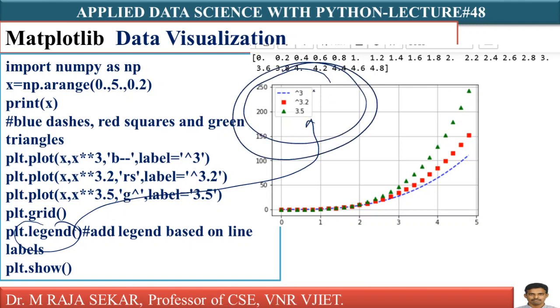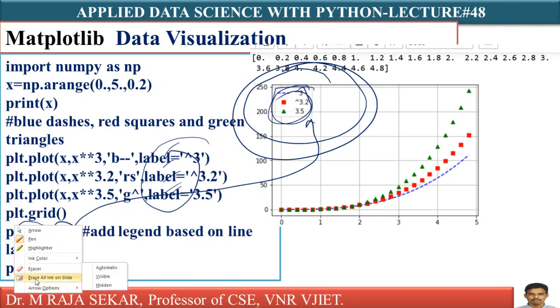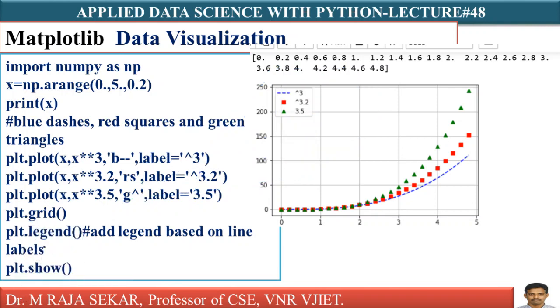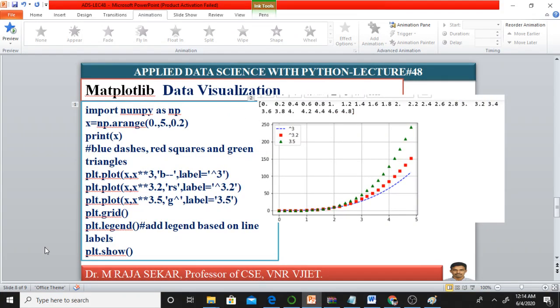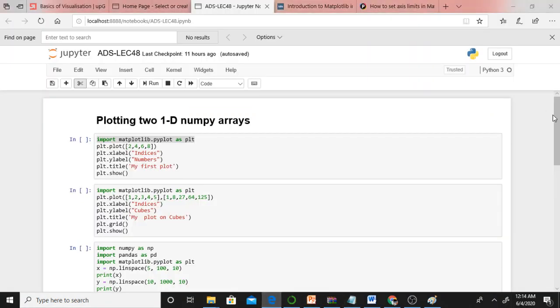Legend is useful to keep the labels of different plots. If you keep different plots at a time simultaneously, to differentiate them, I am giving labels for each plot. All the labels I can keep in a legend. Anyway, we will try to understand all these things with the help of our dearest friend Jupyter Notebook. Let me go to Jupyter Notebook and we will try to execute.